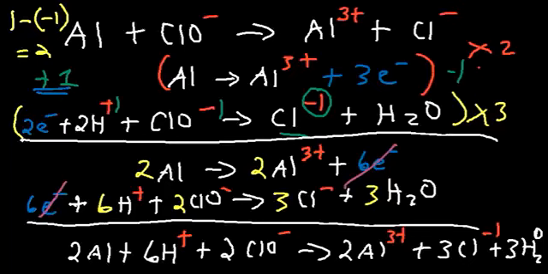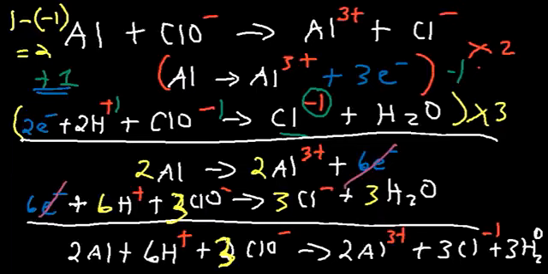Now every atom should be balanced. We have 2 aluminum atoms. Wait, hold on. This is supposed to be a 3, 3 ClO-. So let's fix that. That's a 3. Okay, now everything is balanced. We have 3 chlorine atoms, 2 aluminum atoms on both sides, 6 hydrogen atoms, and 3 oxygen atoms.